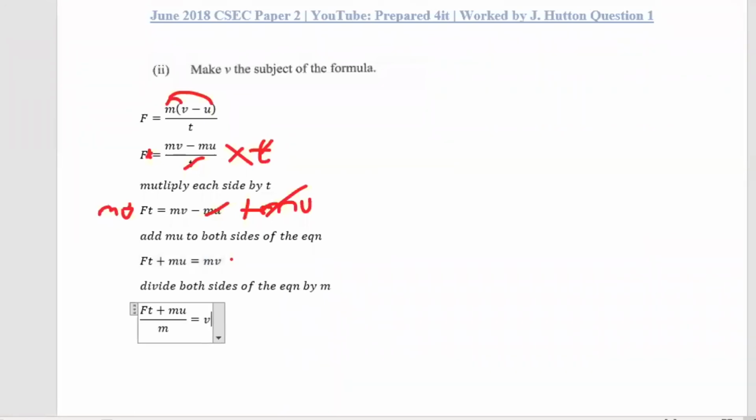And yes, we did. So we did mv divided by m here, and ft plus mu divided by m. So this basically cancels out with this m here. So what we have is ft plus mu divided by m is equal to v. And that is how we got our final answer.